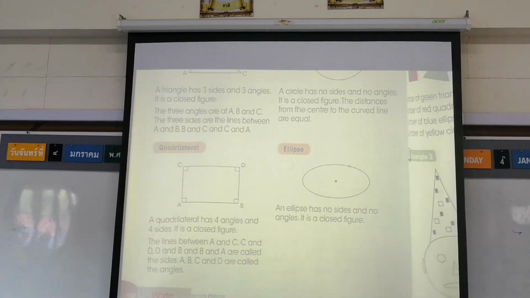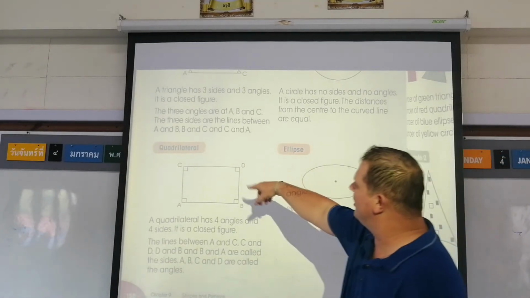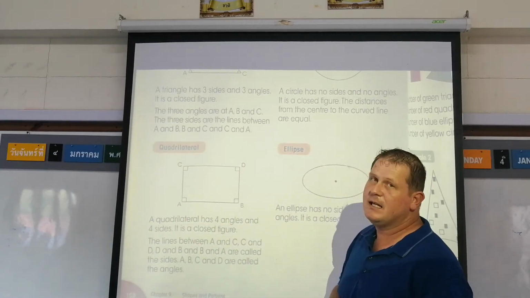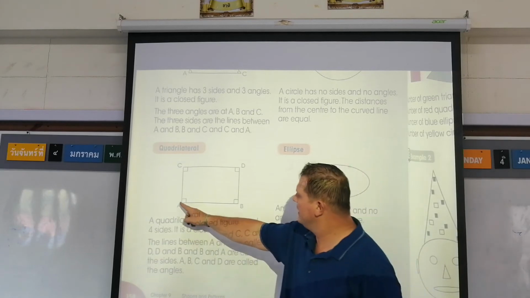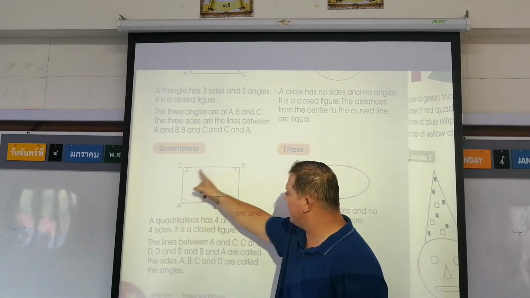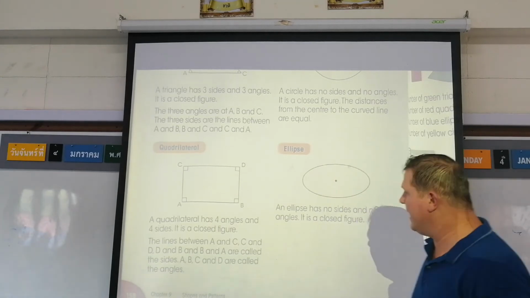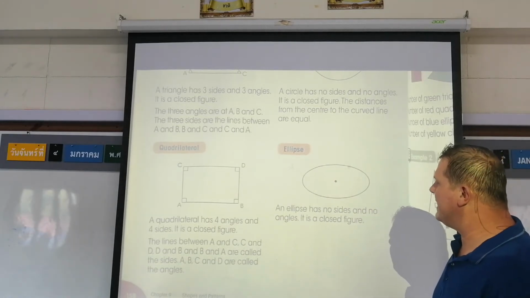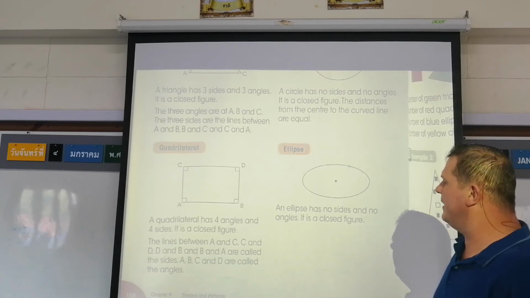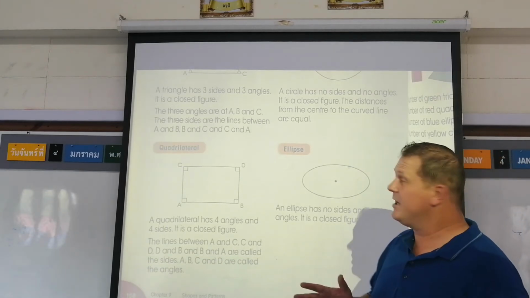All right. A quadrilateral, guys. A quadrilateral has four angles and four sides. In other words, angle, angle, angle, angle, side, side, side, side. The lines between A and C, C and D, D and B, and B and A are called the sides. All right, so those are all the sides.